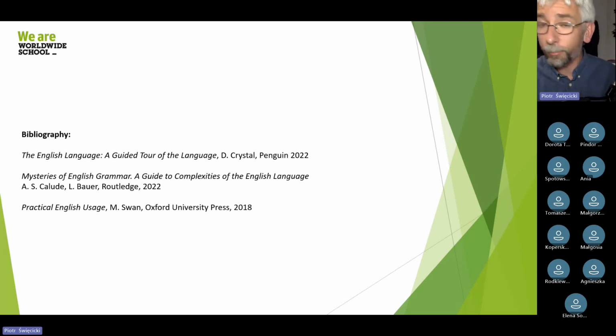That's Professor David Crystal. A very nice book called The English Language. Very funny. Yes, it's a very nice book. It's really exciting. It's not a typical grammar book, actually. It's just a book about the English language. Mysteries of English Grammar, that's another good one. And some of you may have heard about Practical English Usage by Michael Swan. It's a classic grammar book.